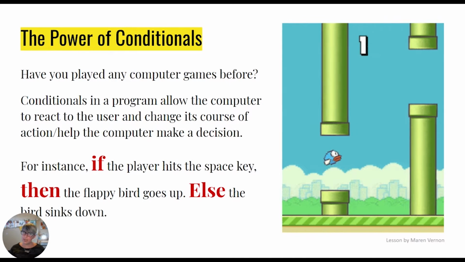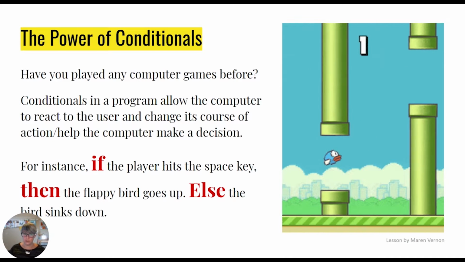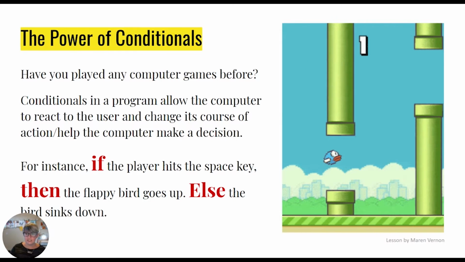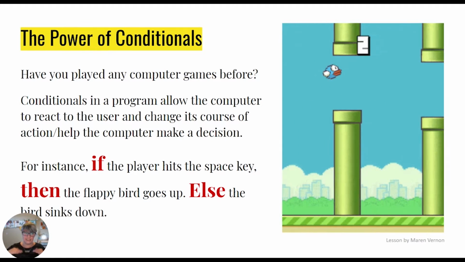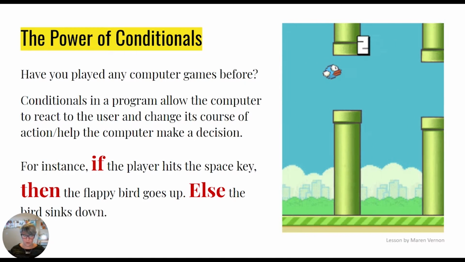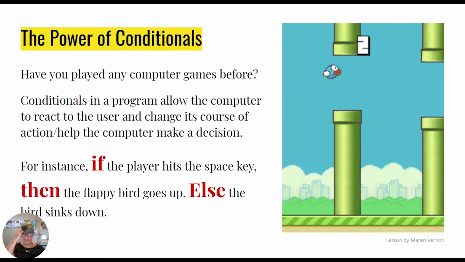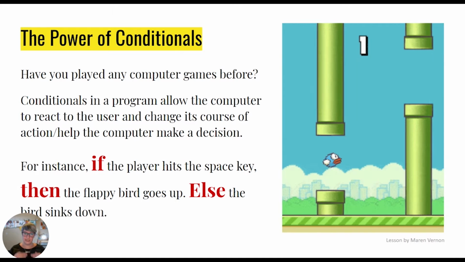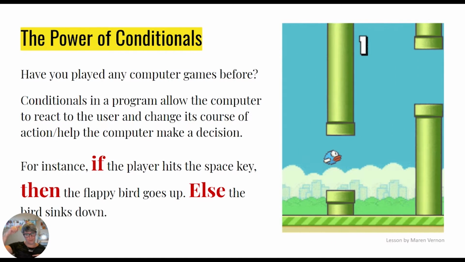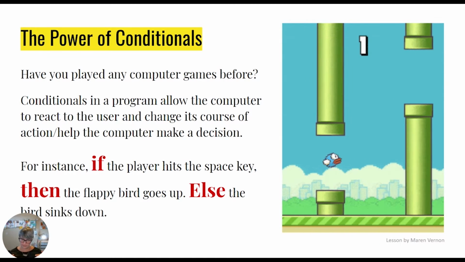Have you played any computer games before? Conditional statements in a program let the computer react to the user and change the course of action. For instance, in this Flappy Bird game, if the player hits the space key, the Flappy Bird goes up. Else, if they don't hit the space key, the bird sinks down. That's an example of the computer following a conditional statement. Pressing space key, true, bird goes up. Not pressing space key, false, bird sinks down.